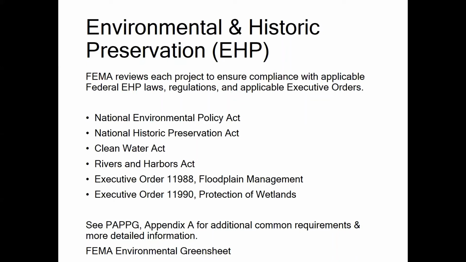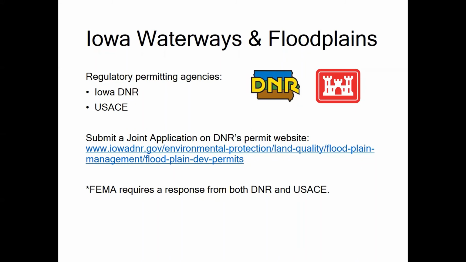HSEMD also recommends applicants review FEMA Special Consideration Questions, FEMA Form 009-0-12. This form is completed for each PA project and can assist applicants with identifying items related to their project that may require additional EHP review by FEMA. Projects near waterways or floodplains require a cooperative effort between the applicant and the regulatory agency. Additional information on submitting a joint application through DNR's permit website can be found on DNR's website. FEMA requires a response from both DNR and USACE.